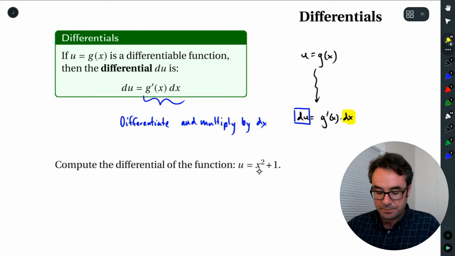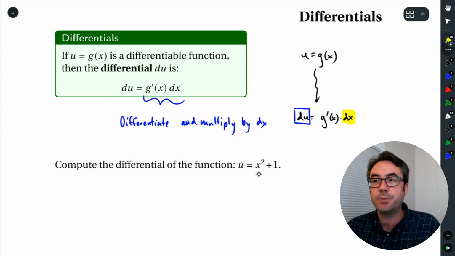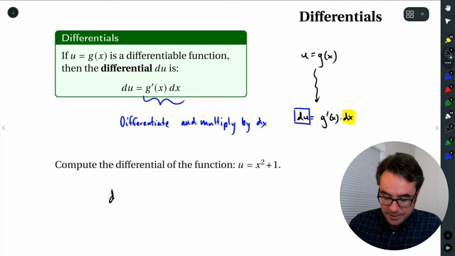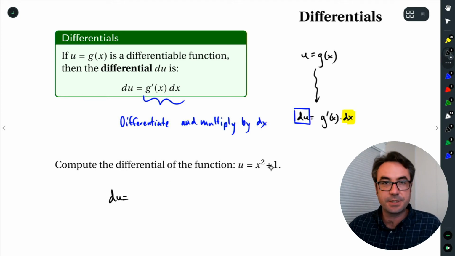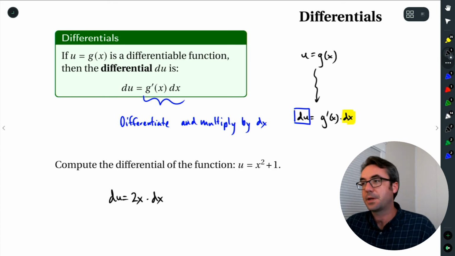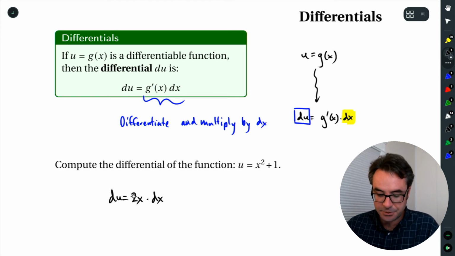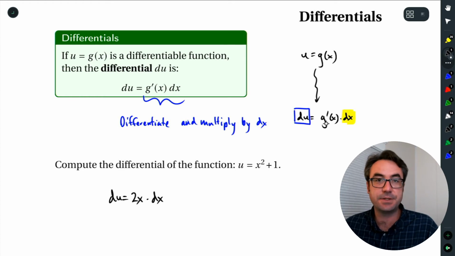All right, so a little example. Calculate the differential for this function u equal to x squared plus 1. So we're going to calculate this differential, and let's see how it looks. So we're going to calculate du. Differentiate x squared plus 1, we get 2x, and then multiply by dx. So we get 2x times dx. And all this 2x is, it's just the derivative of the function here, and then we're just multiplying by dx.